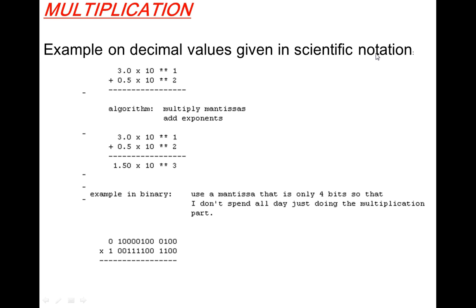Next is the multiplication. The process is the same algorithm: multiply the Mantissa part. First of all, multiply the Mantissa part. Then the second point is to add the exponent part. Means we multiply the Mantissa part but we add the exponent part. So multiplication is 3.0 into 0.5 is 1.50. And the exponent part is added, that is 2 plus 1 is 3. This is 1.50 into 10 power 3.